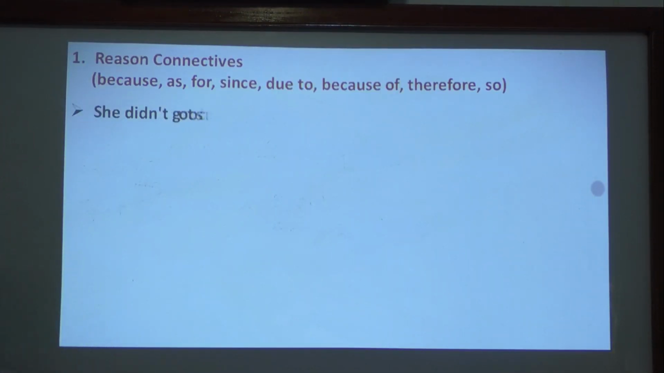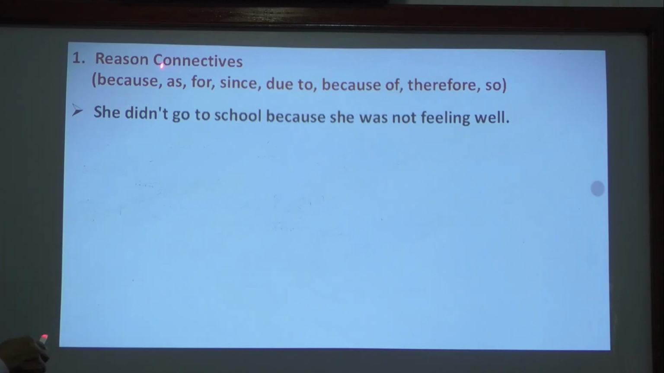Now let's go one by one. For example, there are some connectives which aid reason. For example, these reason connectives. What are they? Because, as, for, since, due to, because of, therefore, so, etc. These are reason connectives.